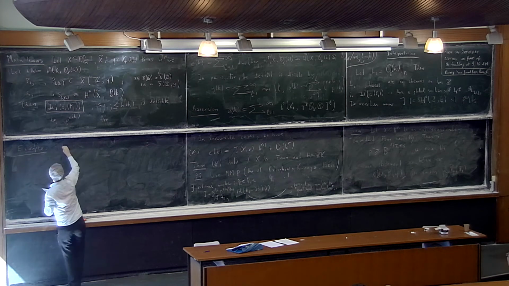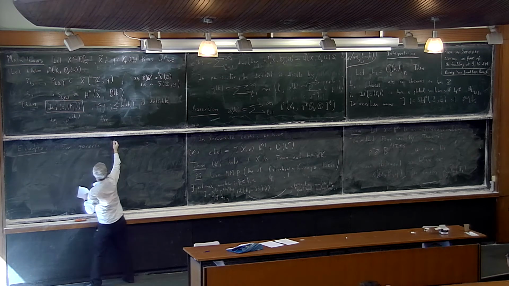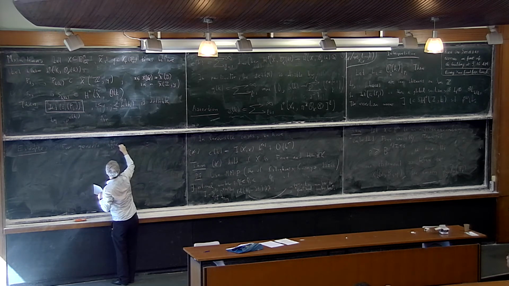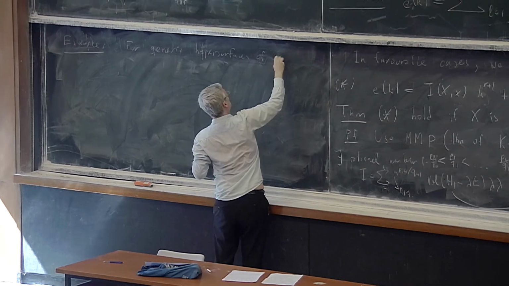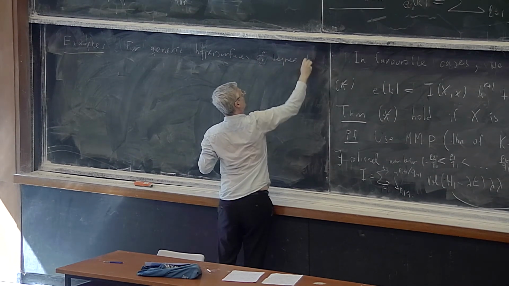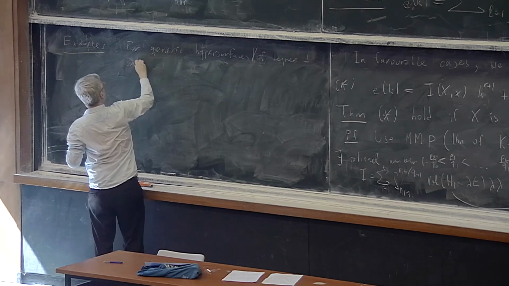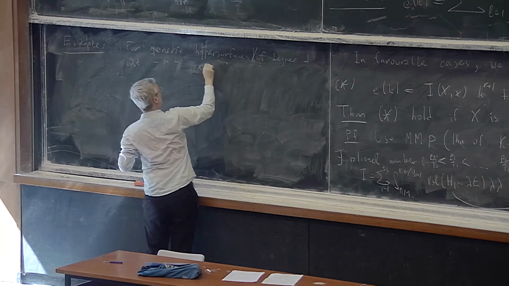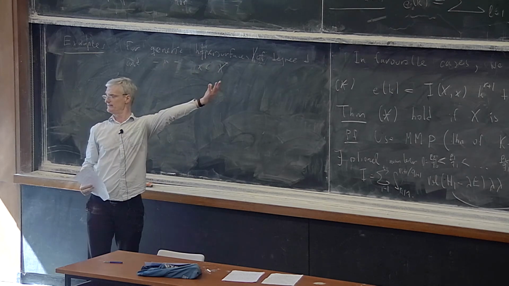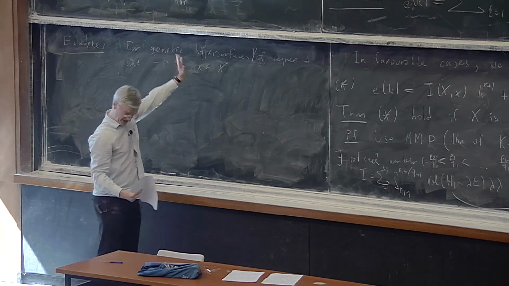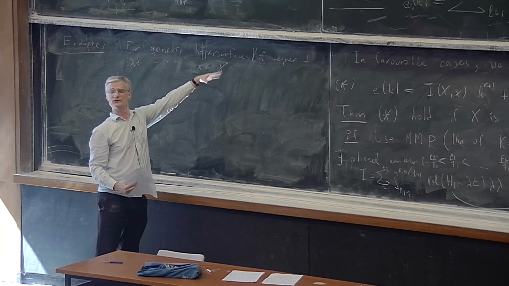So for generic hypersurfaces X, and generic point x of X. So there is always a generic hypersurface. I mean, I can make transcendental field extensions. So it is a very interesting invariant to compute for generic hypersurfaces.